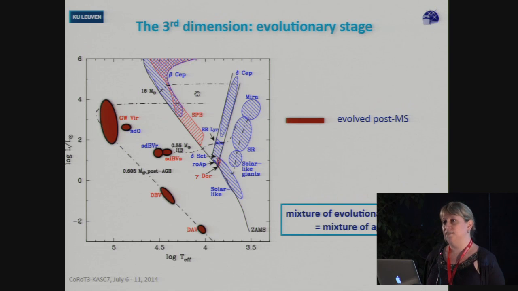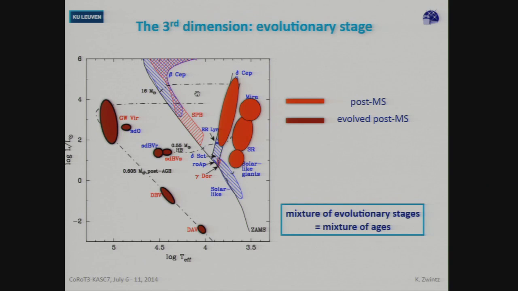You clearly can identify the really old ones, I call them here evolved post-main sequence stars: white dwarfs and the pulsators. Then you go back in time, so the next earlier stage, let's call them the classical post-main sequence stars, like the red giants, the Cepheids. And then you come to the classical main sequence pulsators. I just marked here the region of the beta Cepheids.